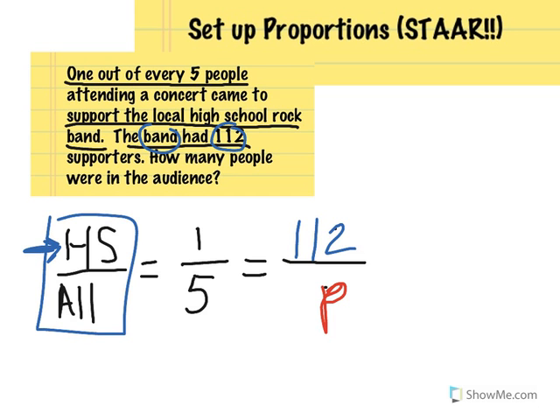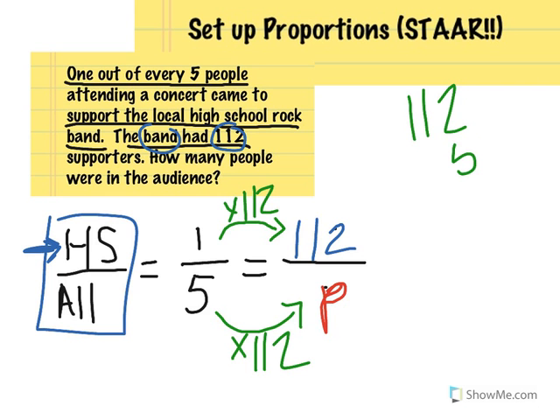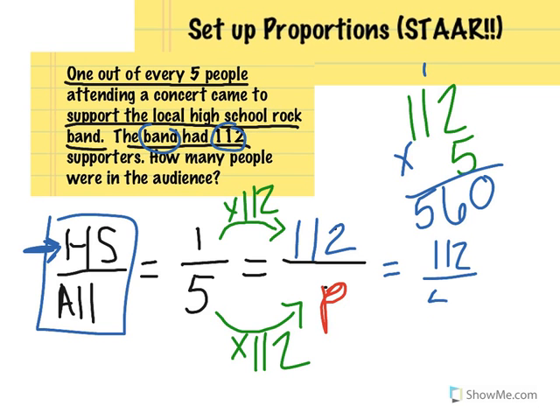Okay. So, setting up equivalent fractions, whatever I'm doing here, I have to do the same thing here, just to keep it equal. So to get from 1 to 112, I would have to multiply times 112. And I'd have to do the same thing down here. So 5 times 112 would be 560. So there were 560 people in the audience altogether.